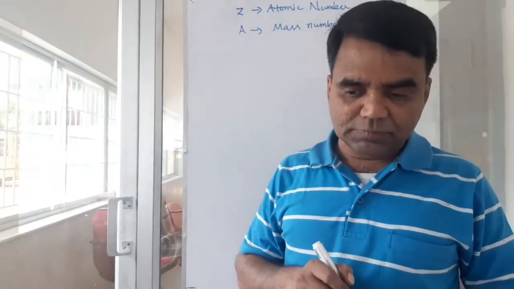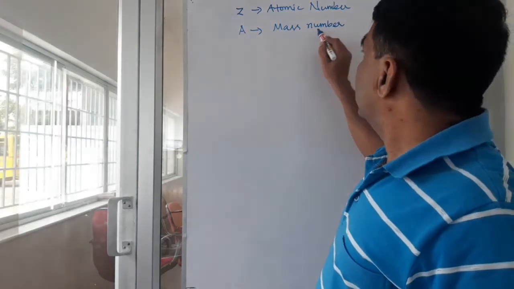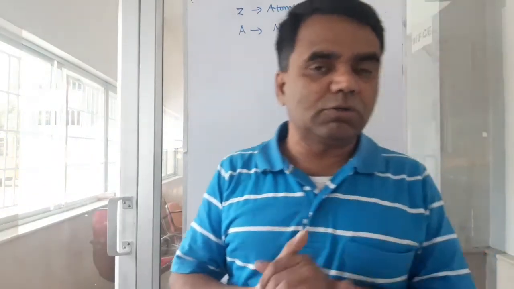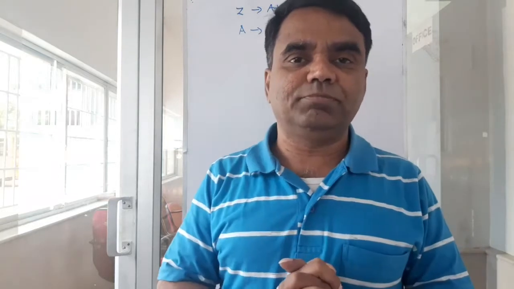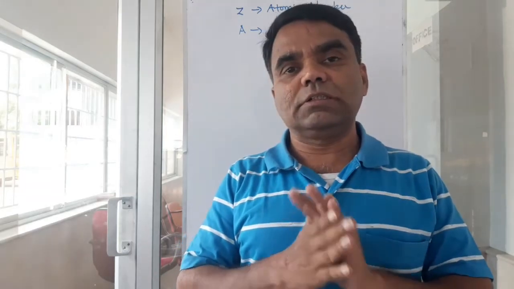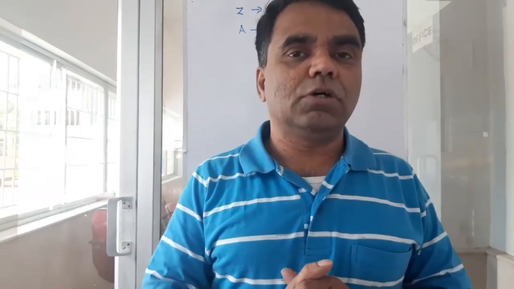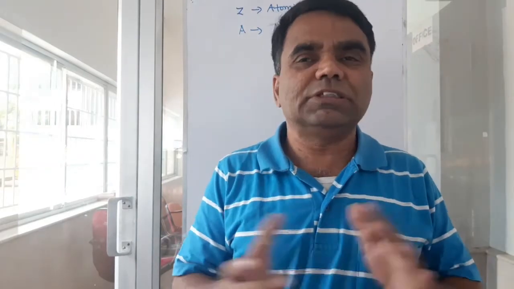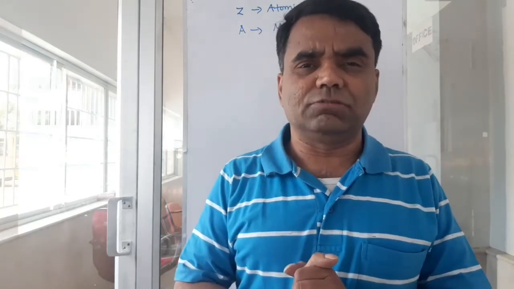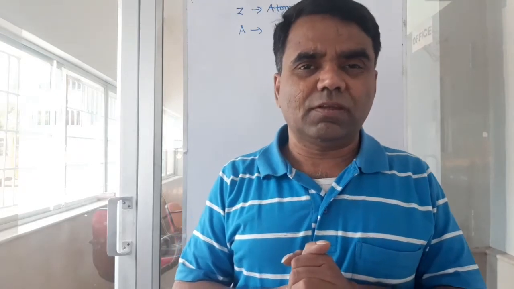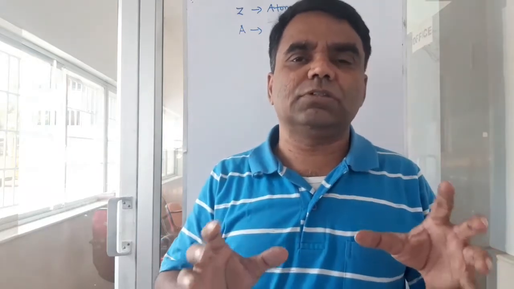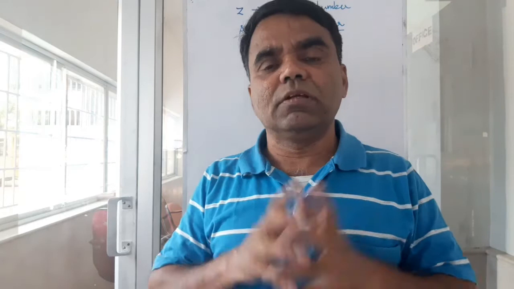This mass number is not in kilograms or grams. It's just a number. If somebody asks what the unit of this mass number is, we just say there is no unit to it. Why? Because it's a ratio. How can mass be a ratio? Well, it gives you an idea of how many neutrons and protons are present in an atom.